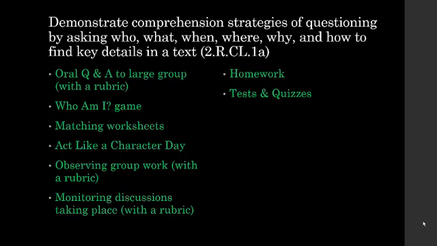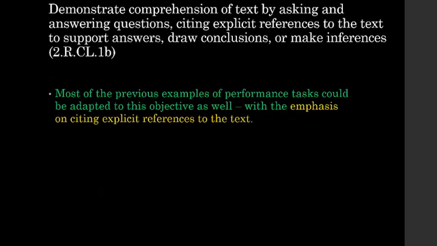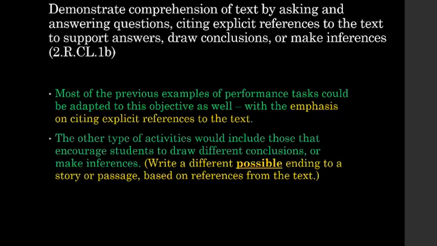So there are lots of ways that we can assess student performance. Let's look at the second objective that we wrote, and we'll find that most of the previous examples could be adapted to this objective as well, as long as we put the emphasis on citing explicit references to the text. Okay, and likewise, other types of activities could also be used. But we have to make sure that we encourage students maybe to draw different conclusions or to make inferences.